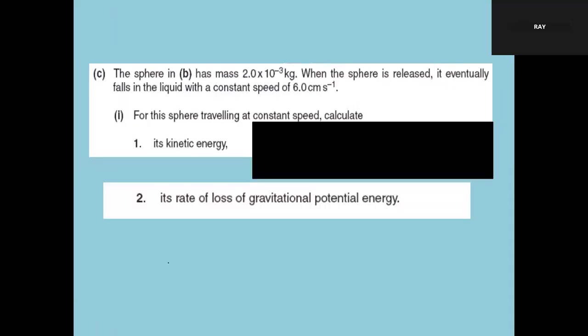After you have done all that, now calculate. A sphere has a mass, and when the sphere is released, it eventually falls with a constant speed of 6 cm per second. For the sphere traveling at constant speed, calculate the kinetic energy. This is a giveaway point. Calculate kinetic energy only. Half mv squared, write the formula down. Just put 1 mark. And put in a value. Remember to change that to meter per second and calculate out.